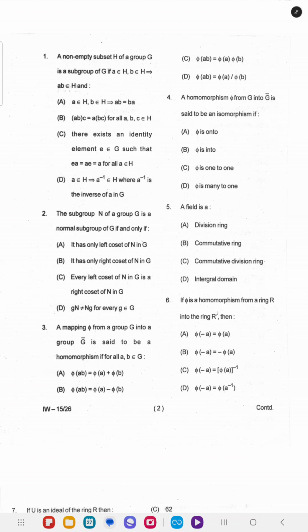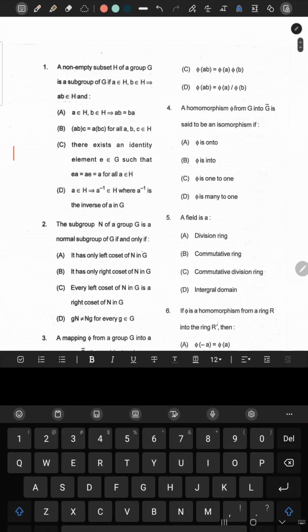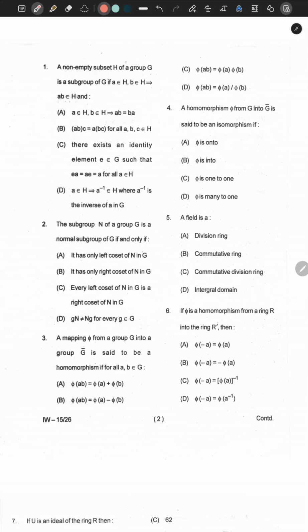In the first question, it is given that a non-empty subset H of a group G, means H is a subset, H is a group. What are the necessary properties that H should be a subgroup of G? One property is given: when A belongs to H and B belongs to H, it implies that A dot B belongs to H. It is the closure property that is given.